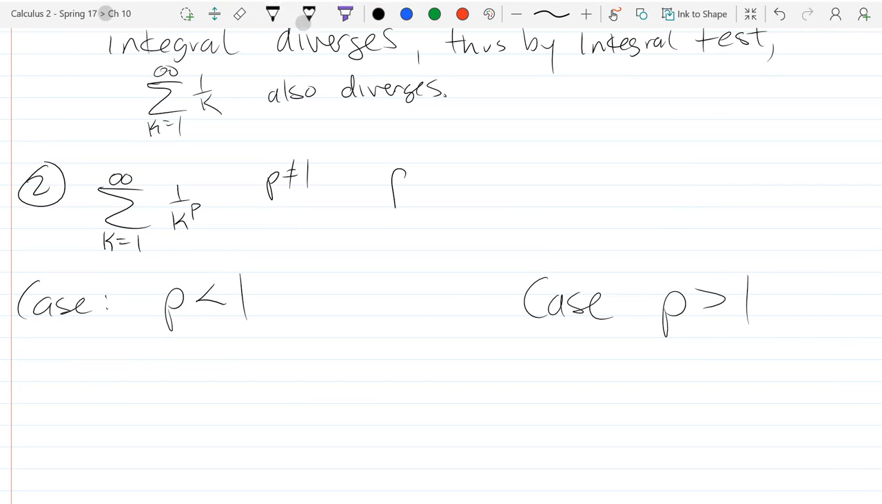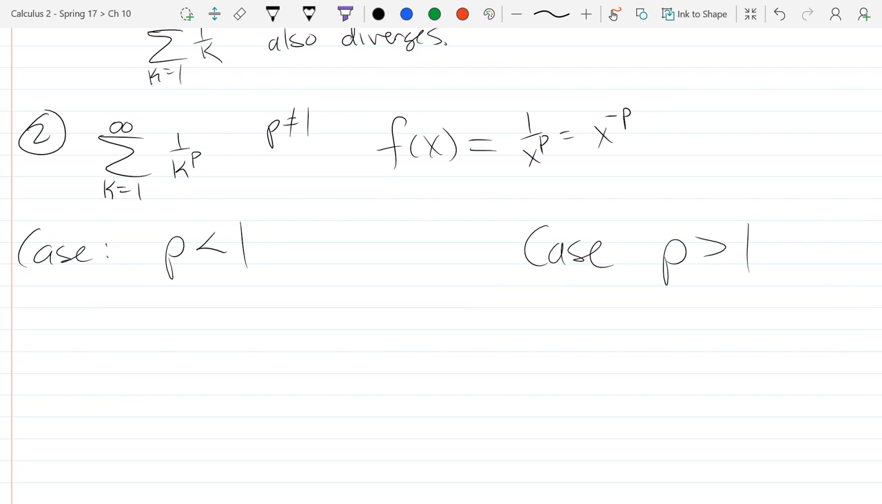So what function should we use? What function should we use? 1 over x to the p. It should be pretty clear. That should be the easiest part of the problem, writing down f of x. And depending on what you're doing, it might be better to write x to the negative p, depending on how you want to do your calculus. All right, so we've got a function. It is always going to be greater than or equal to 0, so it's not going to be negative.